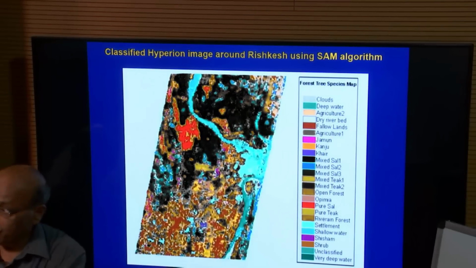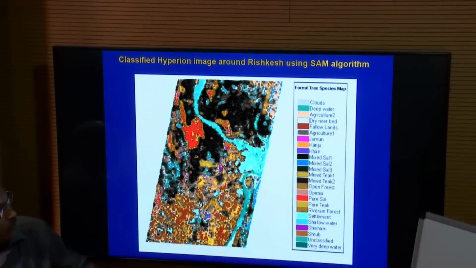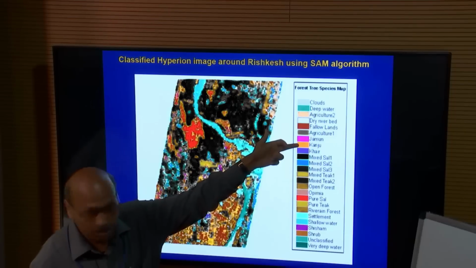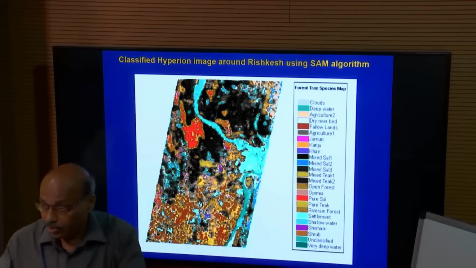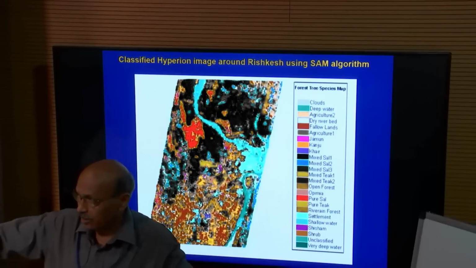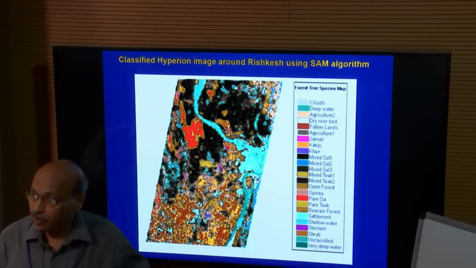Now I have to go to the field and find out what is the type 1, 2, and 3. Maybe age, or maybe some infection. So that is possible. Similarly, like kanju, holoptelea integrifolia, or khair, jamun normally doesn't grow gregariously. Those are single trees along the nala, very narrow. But if you have hyperspectral data, you have potential to map it.